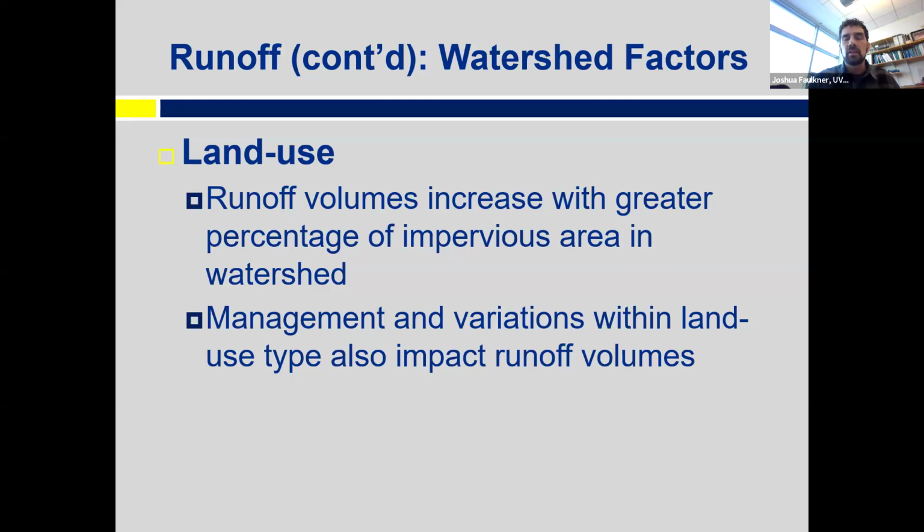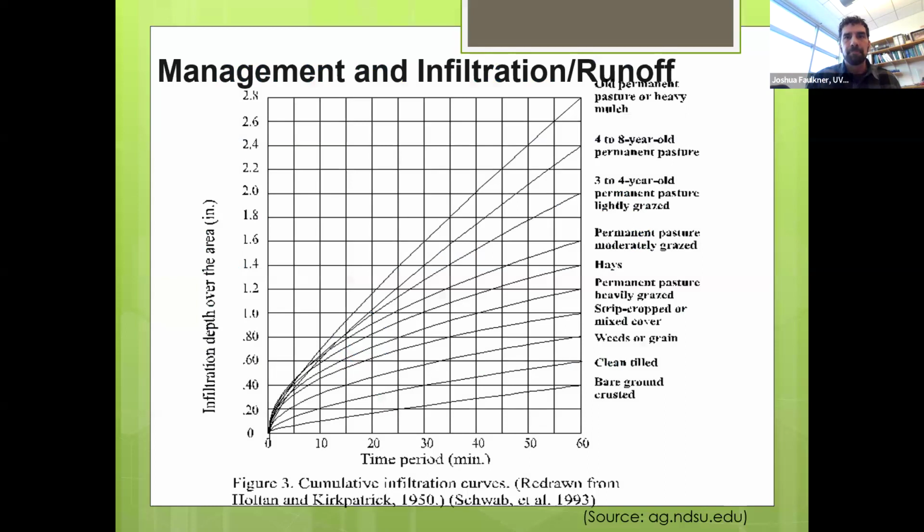And then our management and variations within land use type and variations within that management also impact runoff. That's really the levers we have to pull, right, in terms of soil management. We can't change the texture. Oftentimes we're not in the business in agricultural fields of changing the amount of impervious surface, but we can affect the different degrees of management that's implemented there.